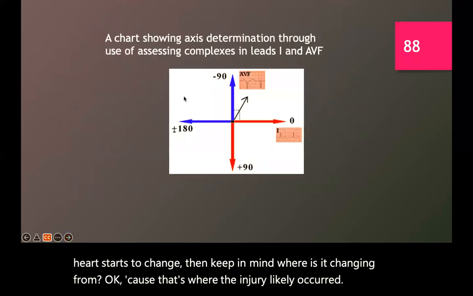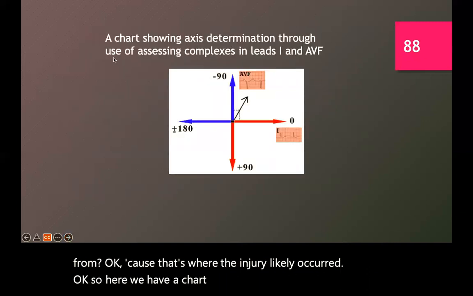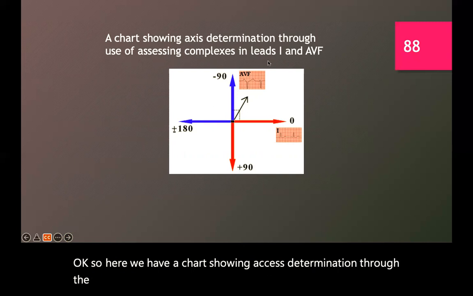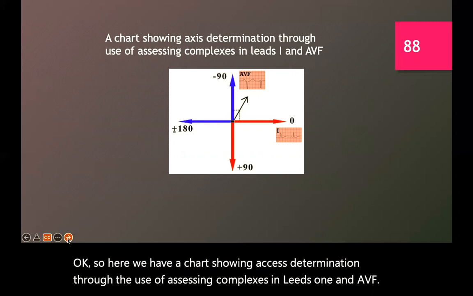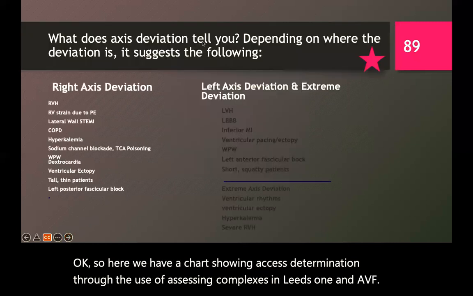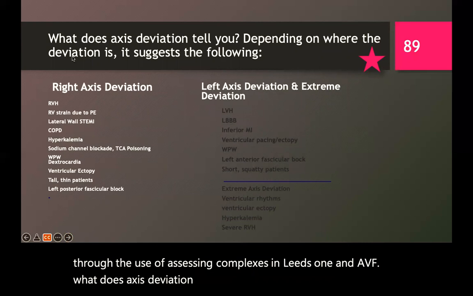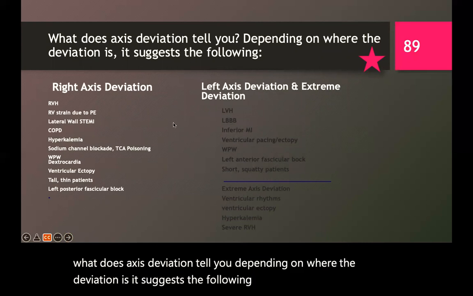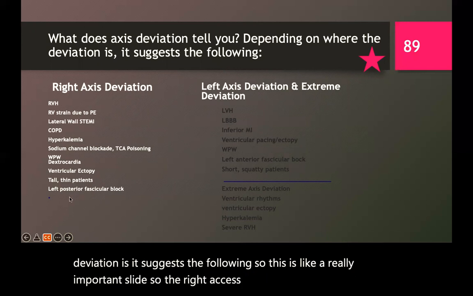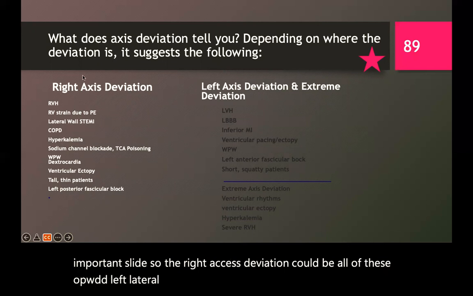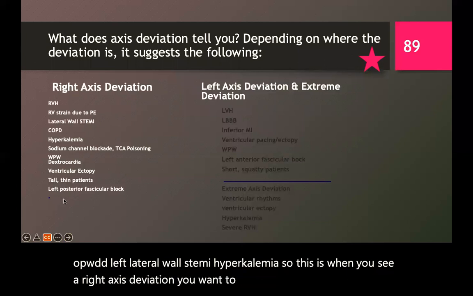Here we have a chart showing axis determination through the use of assessing complexes in leads 1 and AVF. What does axis deviation tell you? Depending on where the deviation is, it suggests the following. This is a really important slide. The right axis deviation could be all of these: COPD, left lateral wall STEMI, hyperkalemia. So when you see a right axis deviation, you want to consider these differential diagnoses.